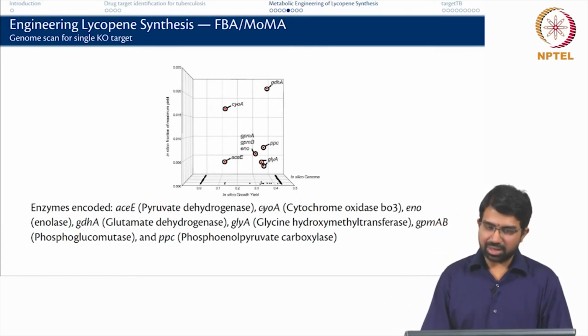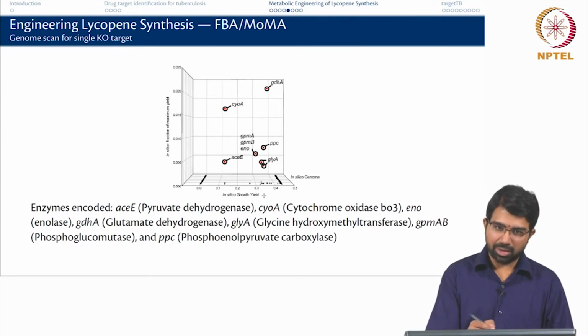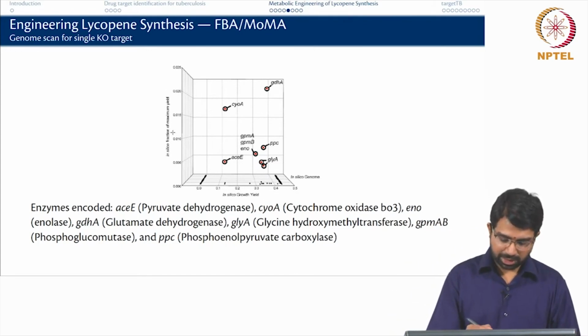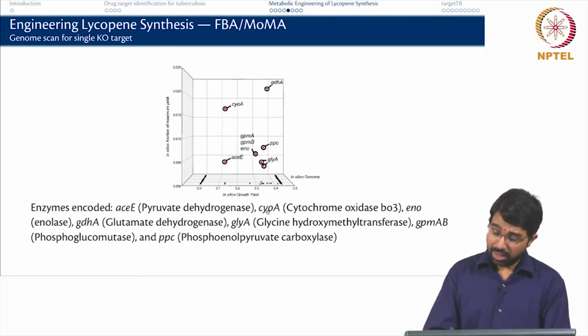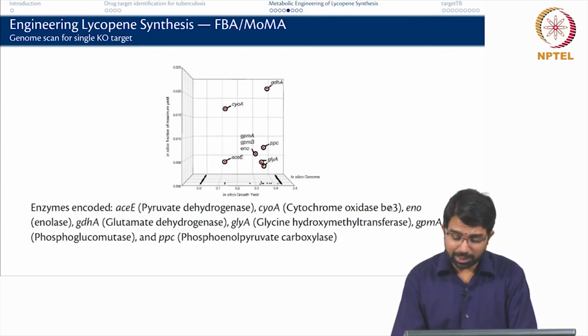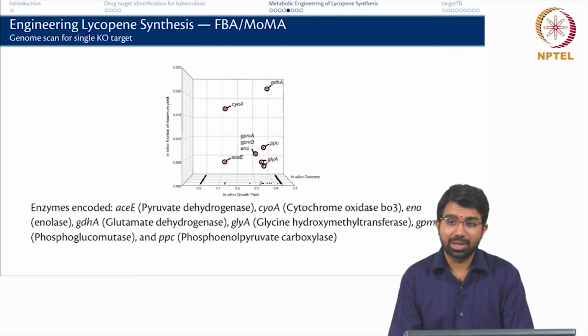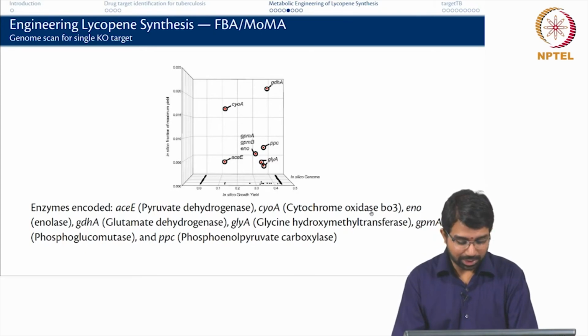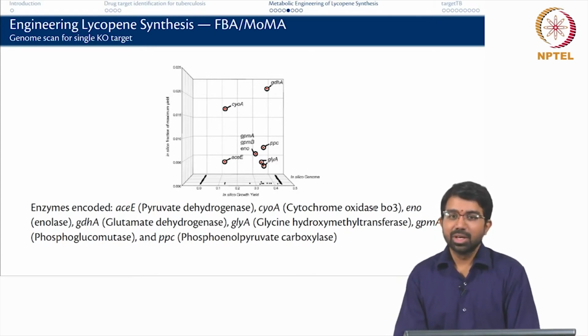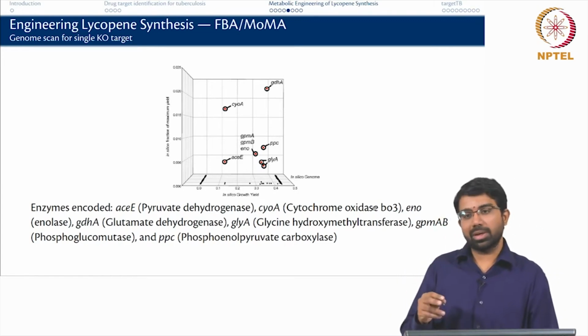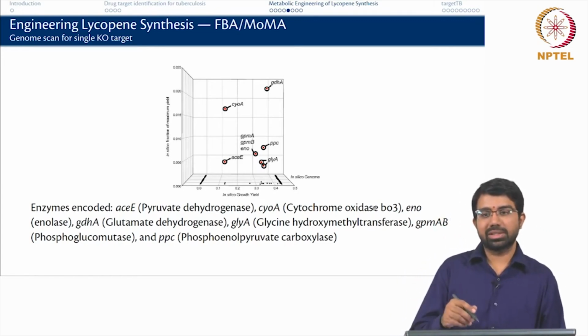Pyruvate dehydrogenase is probably involved in pyruvate production, which is an important input to this, and some of these might just be manipulating the redox balance, because if you see there was lots of NADPH involved. So, this is the importance of doing systems level metabolic engineering, because you will be tapping into the whole metabolic network, not just the product forming reactions and so on.